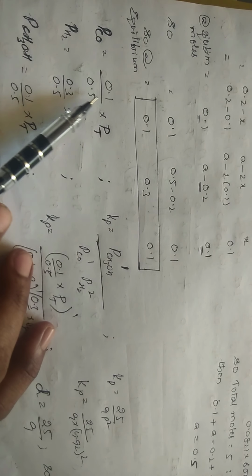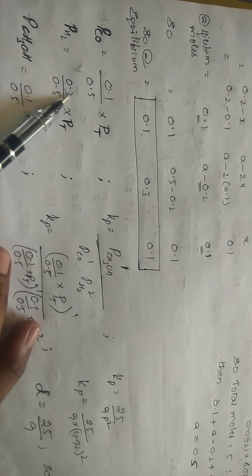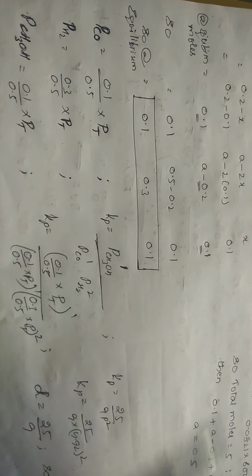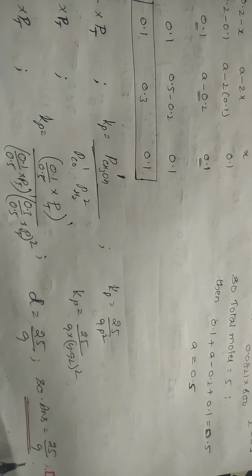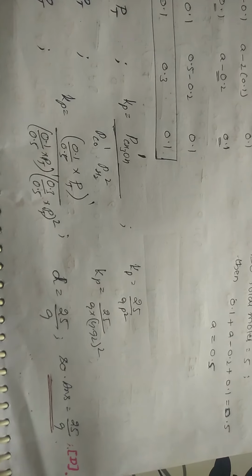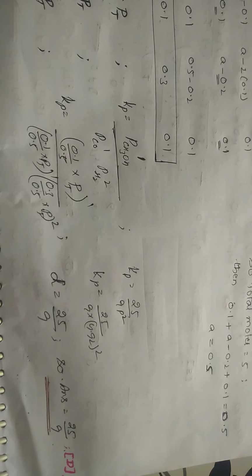Number of moles of CO by total number of moles, number of moles of H2 by total number of moles, number of moles of CH3OH by total number of moles, into PT. If you do that, you will be getting the final answer in this pattern: the answer is 25 by 9. So the option is D. If you are able to do this, you are very good at solving these questions. This is for today. Thank you, students. Bye bye.